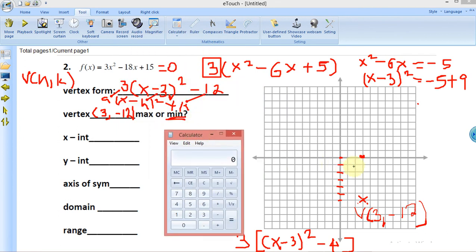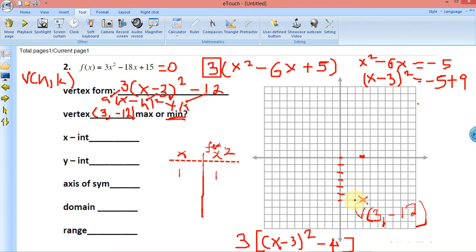Okay, so now this is 3 here. Let's confirm this first. When x equals 3, what is y? Look at this now: 3 minus 3 is 0, 0 squared, 0 times 3 minus 12, and it's correct, it's minus 12. Now what you do is, to the left hand side of 3, that will be 2, and to the right hand side of 3, that will be 1. So just plug in now.